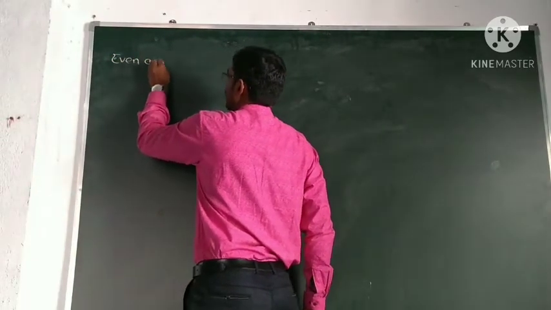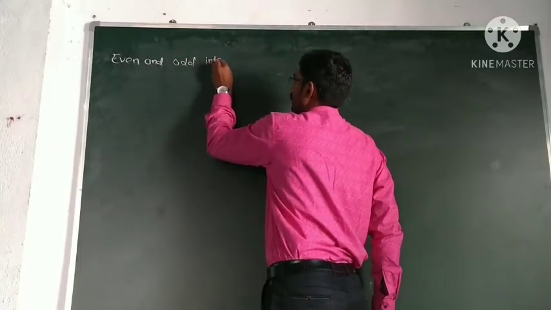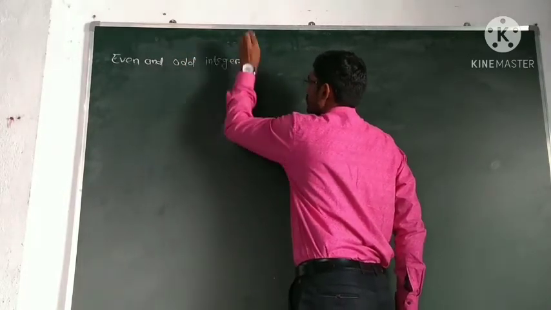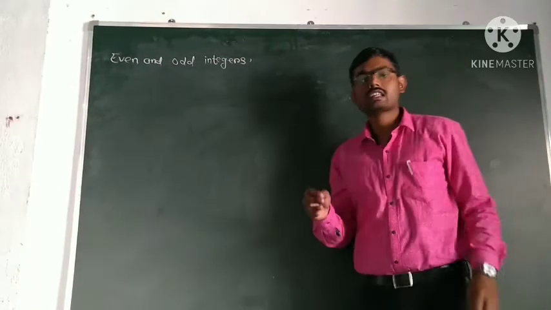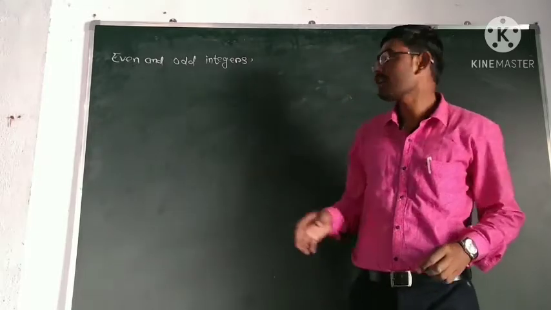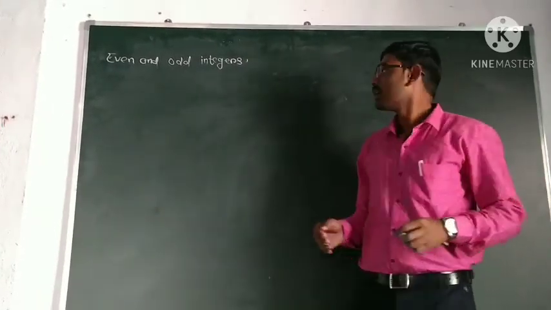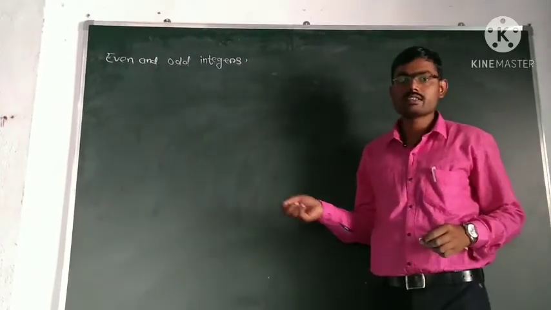Even and odd integers. We know even integers are 0, 2, 4, minus 2, minus 4, etc., and odd are 1, 3, 5, 7, minus 1, minus 3, etc. But we will quickly revise what the idea is.